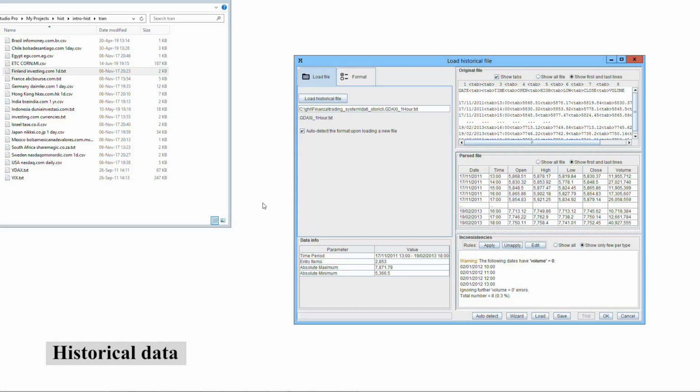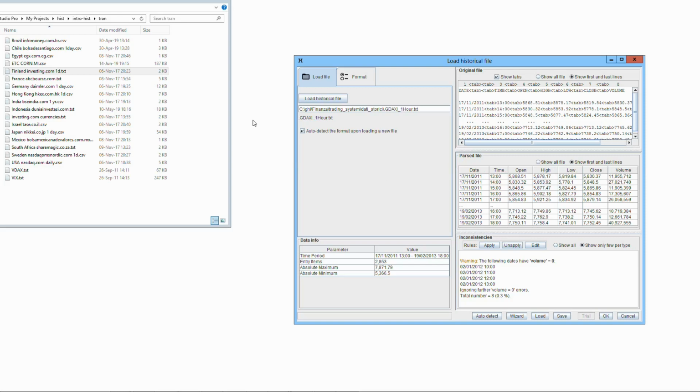Historical data are the information about the price or quote and volume of a stock, index, commodity, currency, cryptocurrency, ETF, derivative, or anything that is traded in a market exchange. They are collected in a file. The file usually contains these fields: date and time, open, high, low, close, volume.